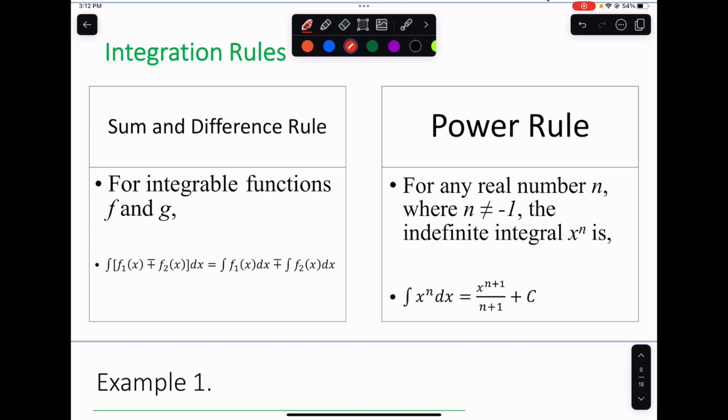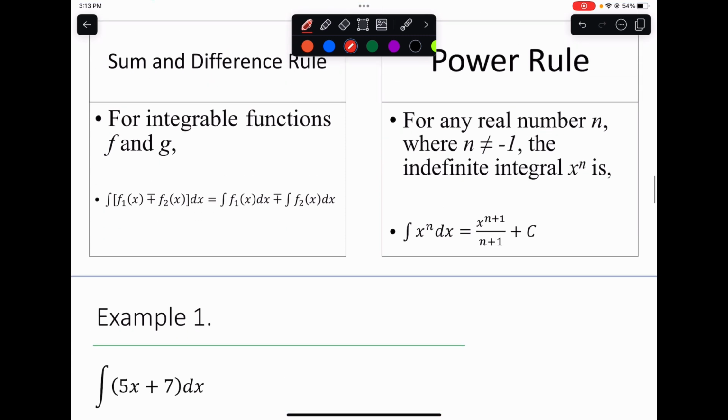Next we have the sum and difference rule. For integrable functions f1 of x and f2 of x, if the integrand is a sum or difference of two functions, separated by plus or minus, then we can simply distribute the integral operation. In short, we take the integral of f1 of x dx, plus or minus the integral of f2 of x dx.